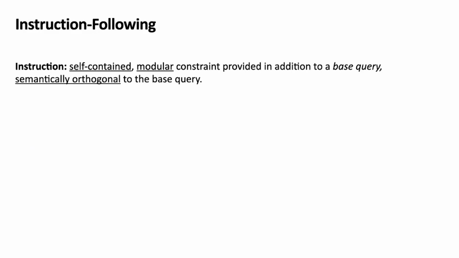So I mentioned the work that we'll talk about today is about instruction following. So I would like to start by defining more precisely what I mean by instruction. To some extent, any type of user request to a language model or an AI system can be seen as an instruction. In the scope of this work, we will use a more specific definition of the term. In particular, what we mean by instruction is a modular constraint that can be applied on top of a base query that is semantically orthogonal to this base query.